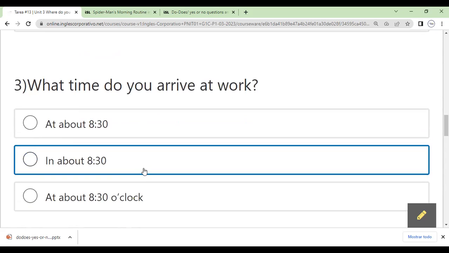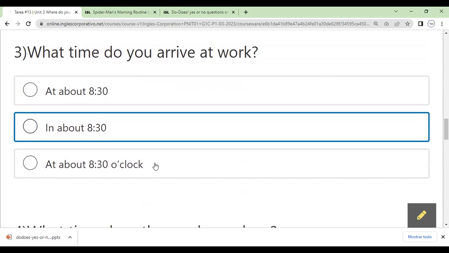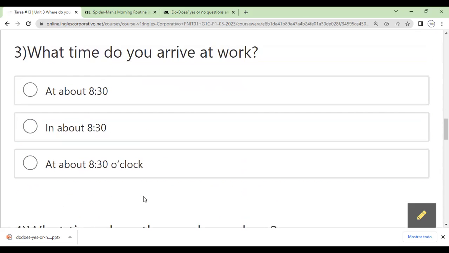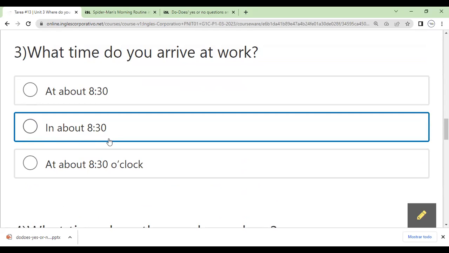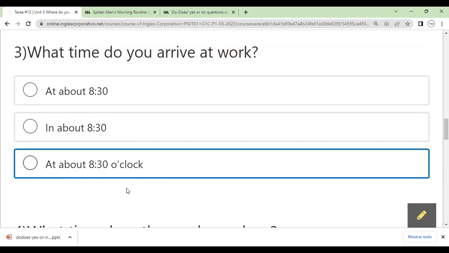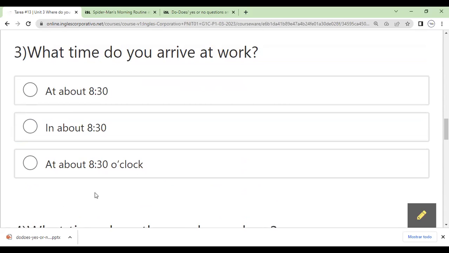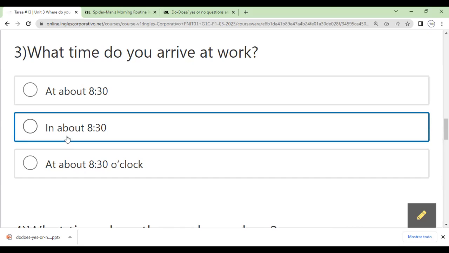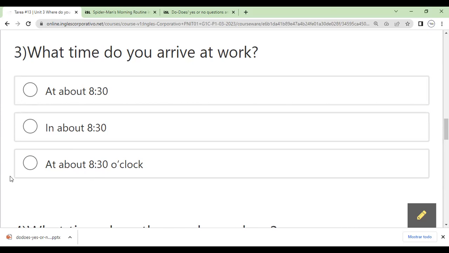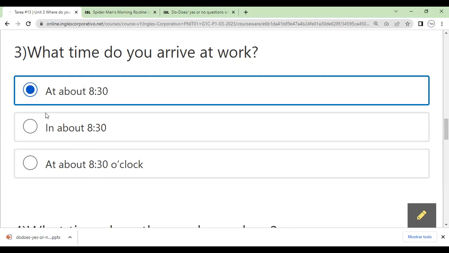Number three. What time do you arrive at work? At about 8:30. La tercera. This one? At about 8:30. No. Que yo ya lo hice, pero no me recuerdo. At about 8:30 or at about? At about 8:30.